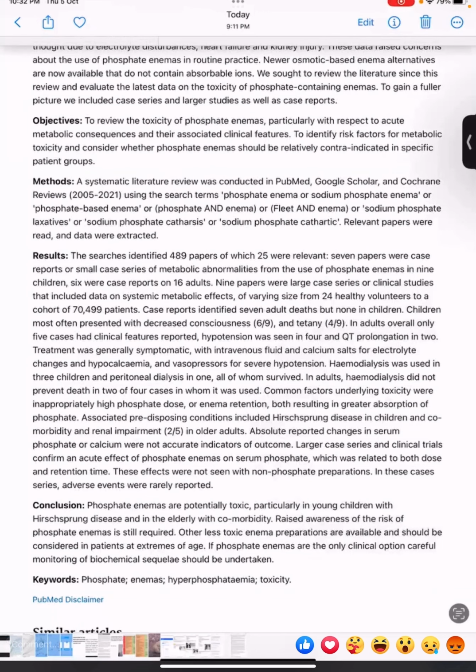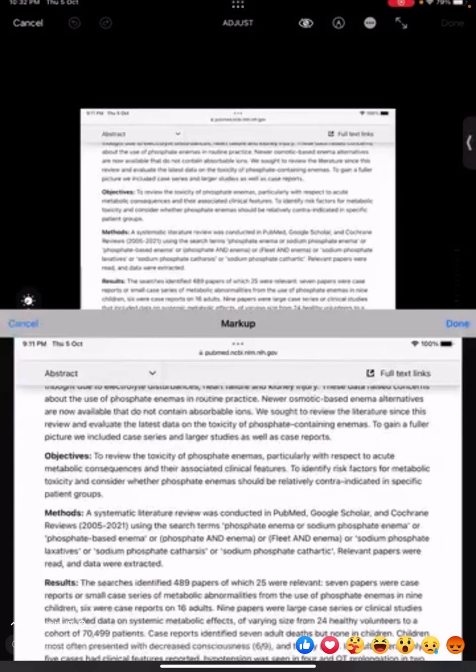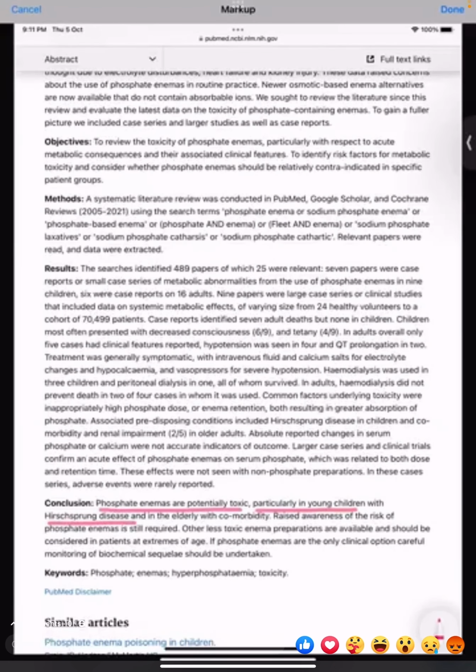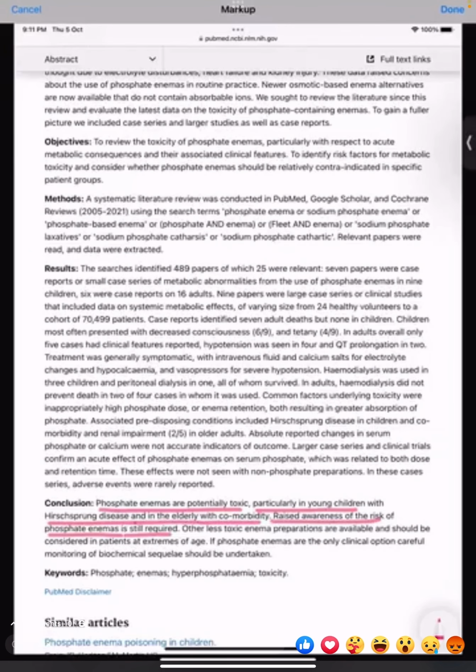Published in 2022. Okay, here. The conclusion of this study was that phosphate enemas are potentially toxic, particularly in young children with Hirschsprung disease or any disease that is causing constipation or obstruction, and in the elderly with comorbidities. Raised awareness of the risk of phosphate enemas is still required. Ideally, we should not use that.